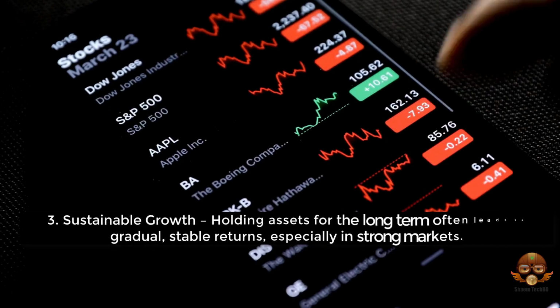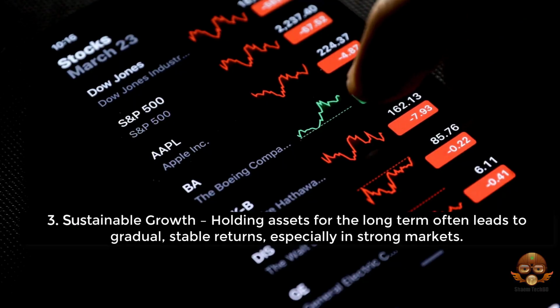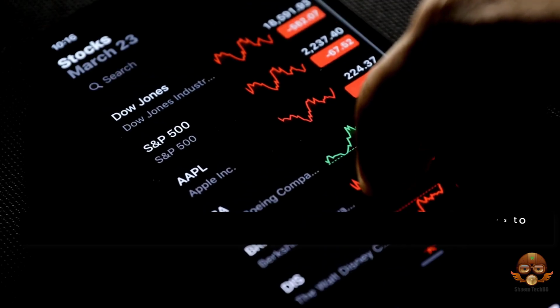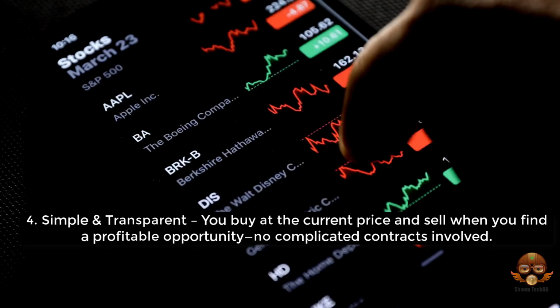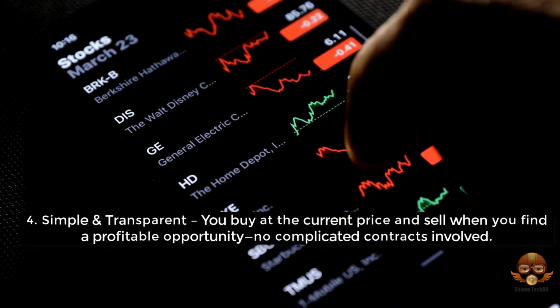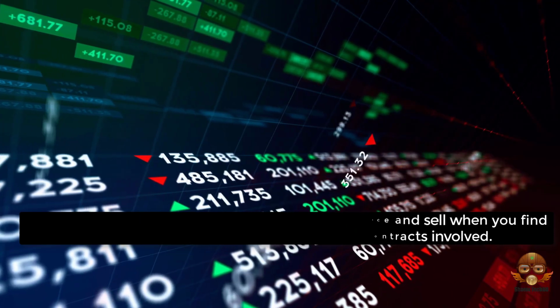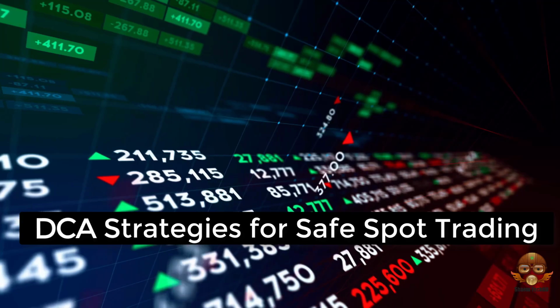Number 3. Sustainable growth. Holding assets for the long term often leads to gradual, stable returns, especially in strong markets. Number 4. Simple and transparent. You buy at the current price and sell when you find a profitable opportunity. No complicated contracts involved.